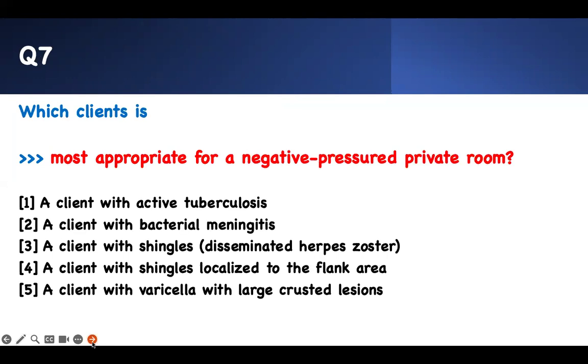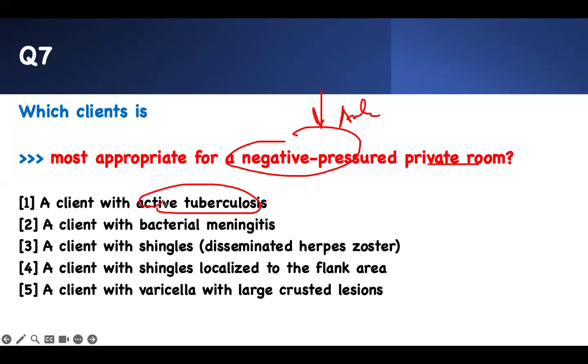Which client is most appropriate for a negative pressure private room? That means we have to achieve a negative pressure room. In a private room, negative pressure is for airborne. Therefore, which organism is airborne? A client with active tuberculosis is airborne. Bacterial meningitis is droplet. Shingles is usually inactive varicella that is activated, right? They usually use standard precaution, right? You cover it and you go.